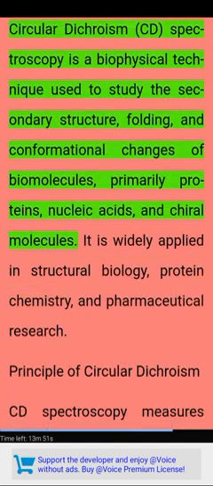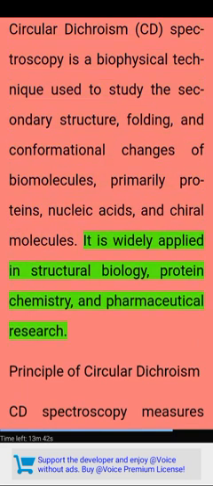Circular dichroism (CD) spectroscopy is a biophysical technique used to study the secondary structure, folding, and conformational changes of biomolecules, primarily proteins, nucleic acids, and chiral molecules. It is widely applied in structural biology, protein chemistry, and pharmaceutical research.